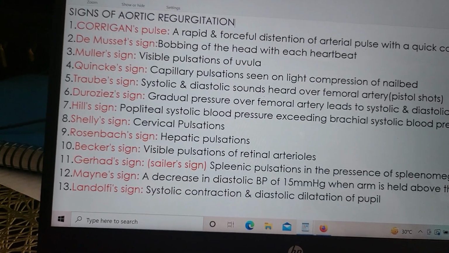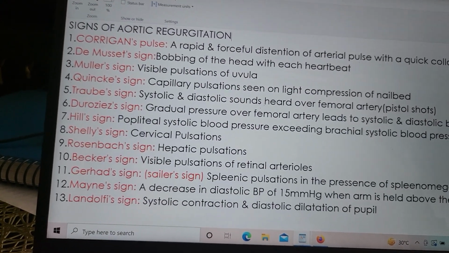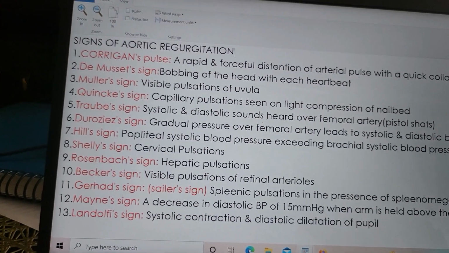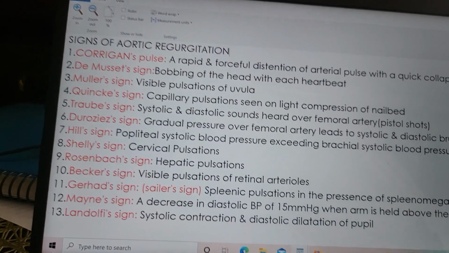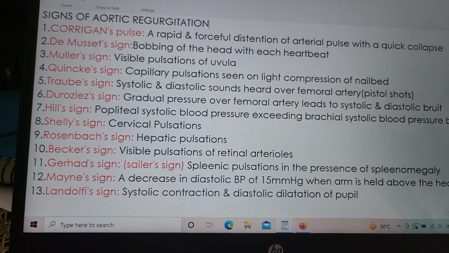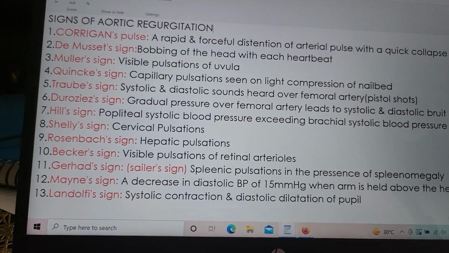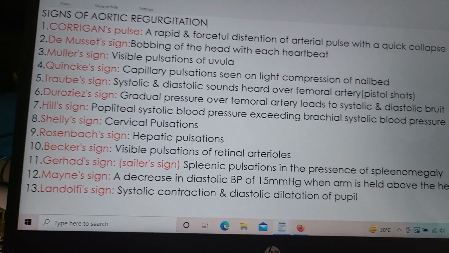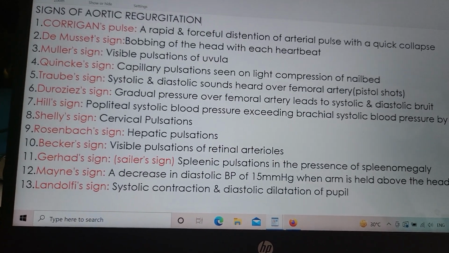pushing of a large volume of blood into the aorta. But as there is valve leakage, some amount of blood will come back into the LV during the diastole. So there will be sudden collapse of the carotid arteries in the diastole. So that is Corrigan's pulse.